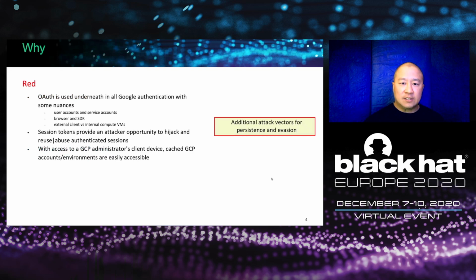Well, essentially, hijacking of session tokens in GCP just provides additional attack vectors for persistence as well as evasion. OAuth is used everywhere in GCP authentication: user accounts, service accounts, browsers, and SDK sessions, externally for client access such as CLI, as well as internal to the GCP environment with compute instances.